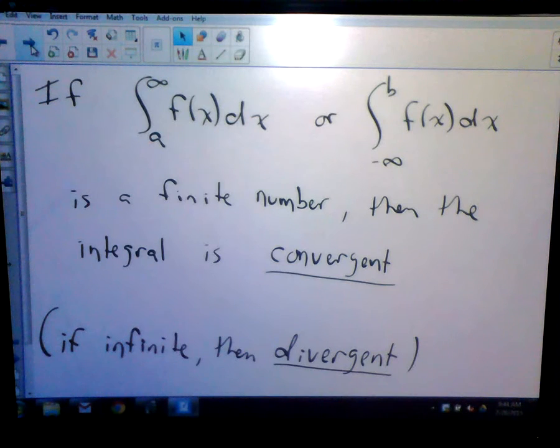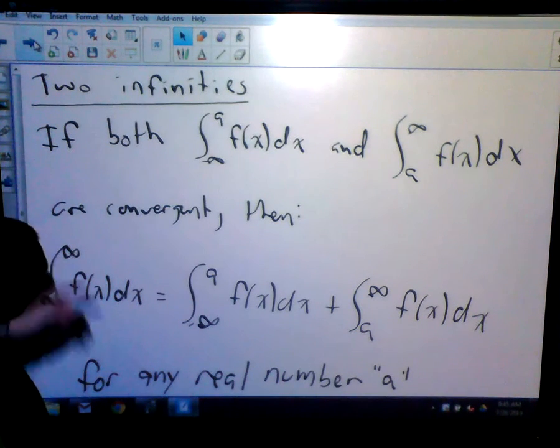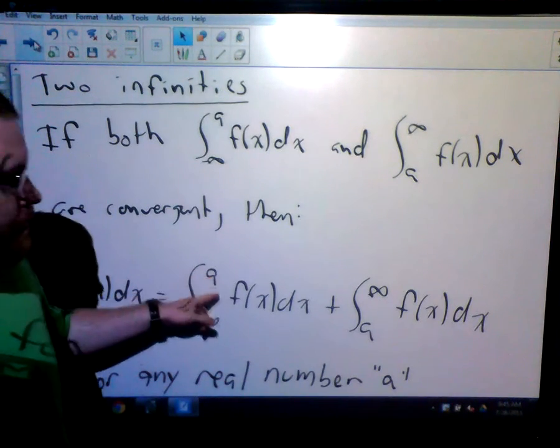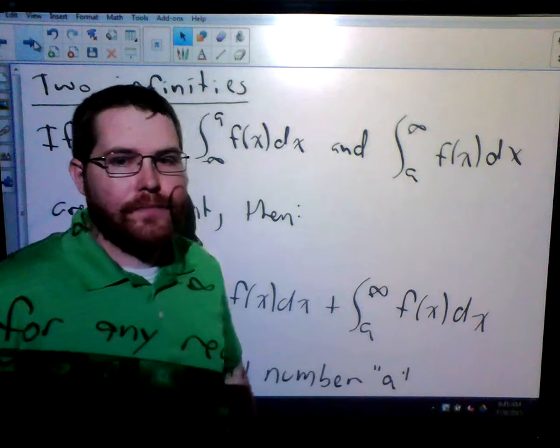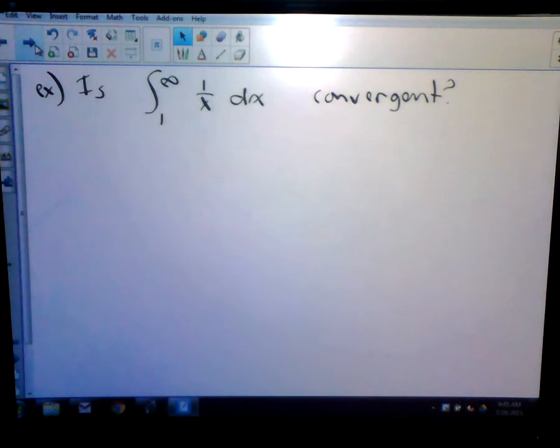If there's a finite number, then we say the integral is convergent. It converges to the number. If it's infinite, then it's divergent. It grows forever without bounds. You can also have 2 infinities, from negative infinity to positive infinity, and just treat it like 2 problems. Negative infinity to some number, I use 0, and then from some number to infinity. Just split it up. We'll try one in a second.